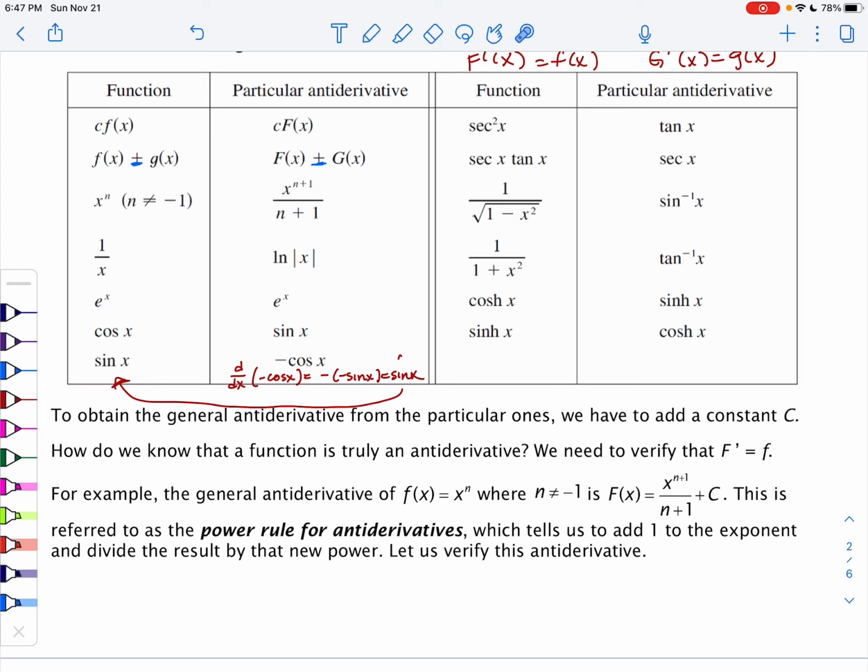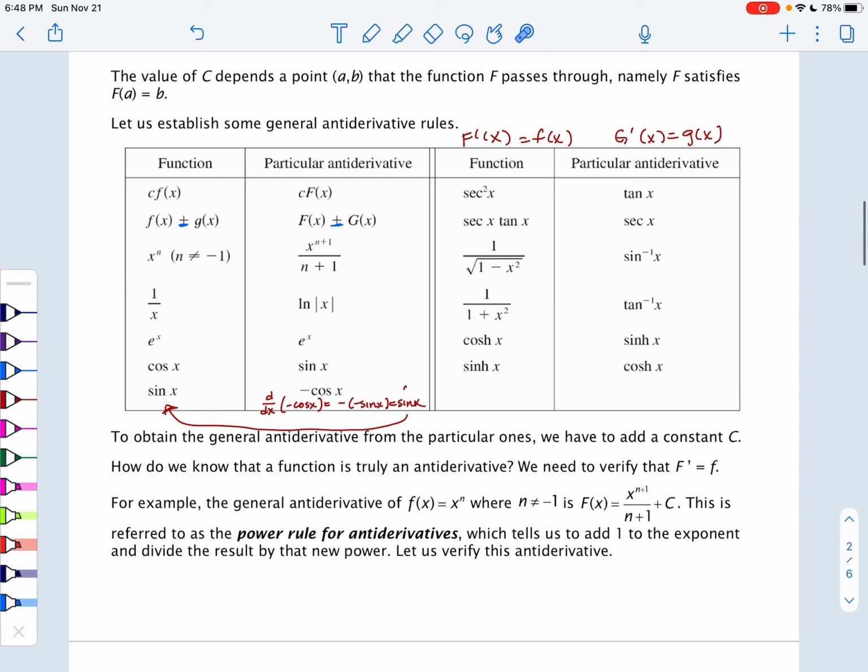You don't see the plus c's here because they're looking at particular antiderivatives, right? This is just one. A particular antiderivative is just one antiderivative. A general antiderivative is going to contain the plus c. Good. And so they continue with a second set or a second column.